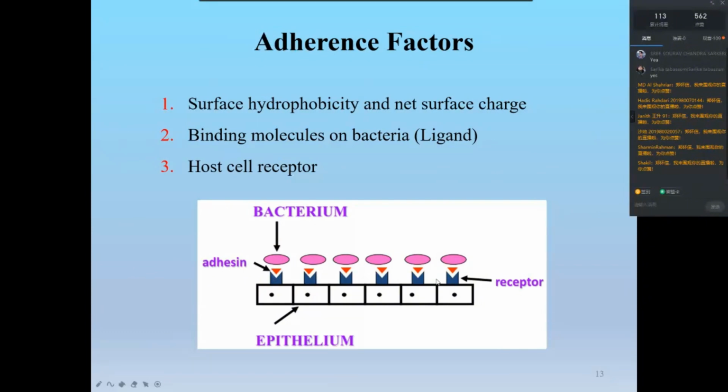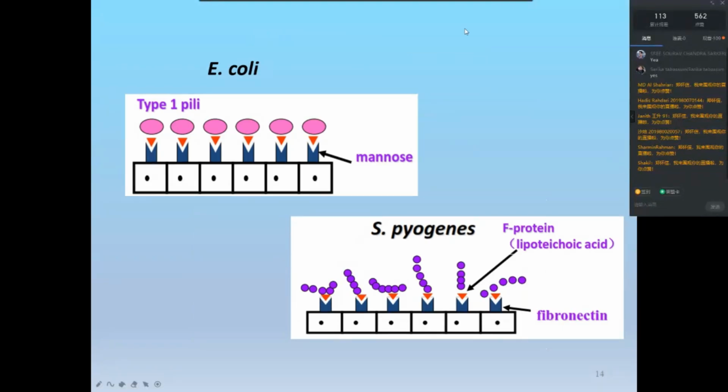This adhesin can bind to the receptor. This can help the bacterium to adhere to the surface. So this is adherence. Like E. coli, what we mentioned previously, they produce type 1 pili. This type 1 pili is the common pili, which can bind to the host cell surface, mannose as a receptor. They can bind to it.